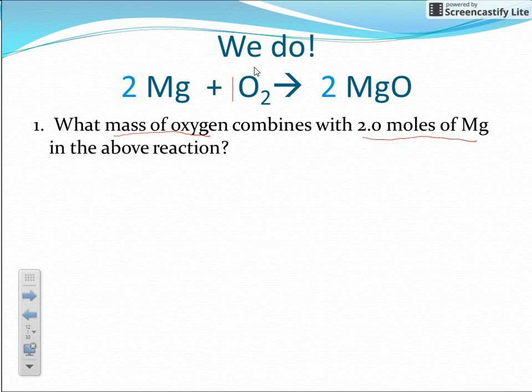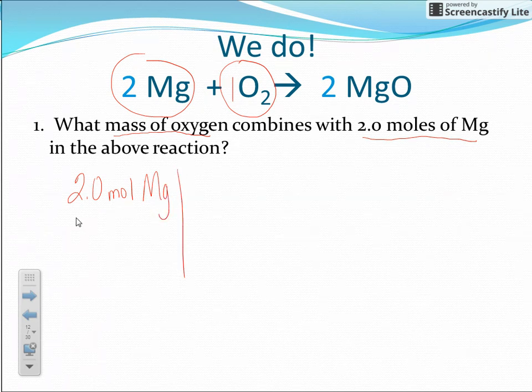Okay, so mass of oxygen, I'm going to circle the oxygen, and moles of magnesium, here's the magnesium. So we're not going to be dealing with magnesium oxide, it did not mention that. So let's start our problem off with our given, 2.0 moles of magnesium. So this is moles of A, and we're trying to convert it to mass of oxygen. The unit for mass is grams, and oxygen is O2 because it's a halogen. Look up here, the formula is O2. Moles of A to grams of B.